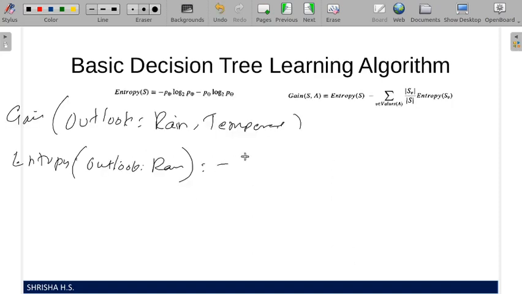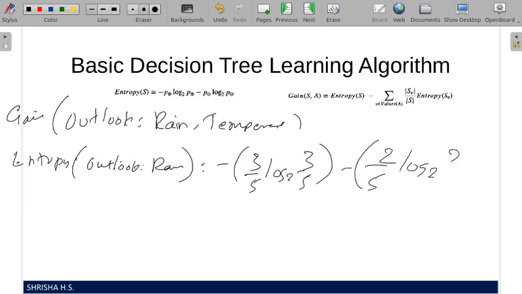So out of 5, 3 are positive, and out of 5, 2 are negative. This gives 0.970, so this will be the entropy of when outlook equal to rain. Now in temperature we are calculating the entropy of rain.